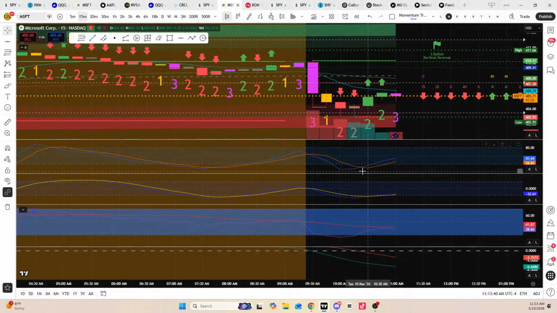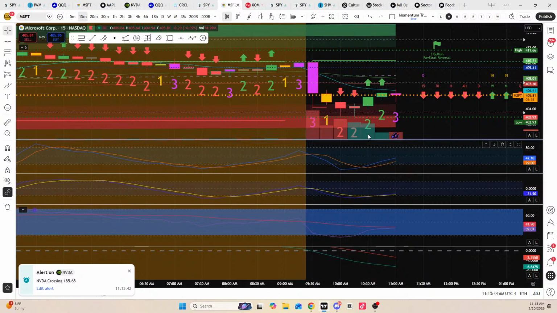But now we're looking at it back to the upside. You see we had the crossover back to the upside right here, right when we got this first 2 up bar. And it's holding momentum to the upside. So Microsoft could be bouncing off of 405 and looking to go retest that 410 now.